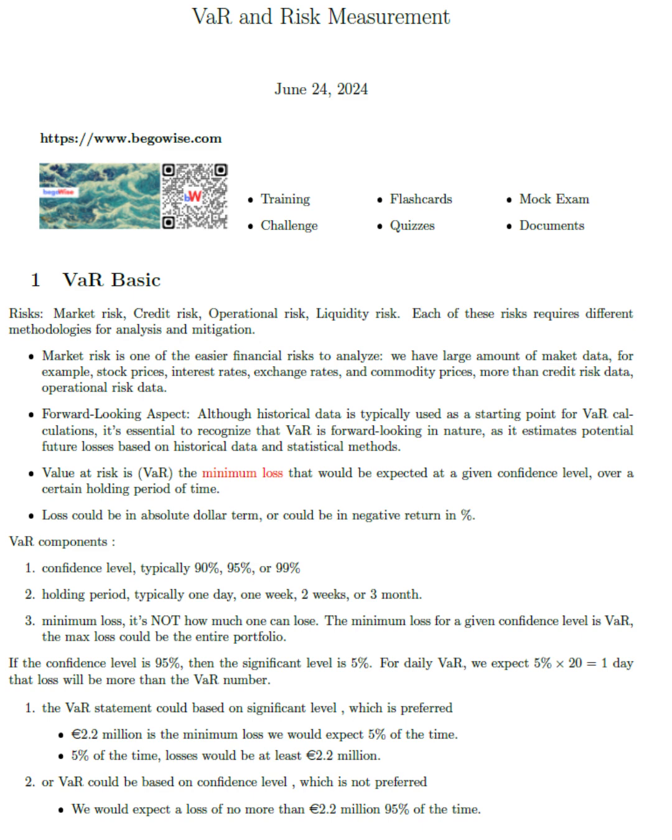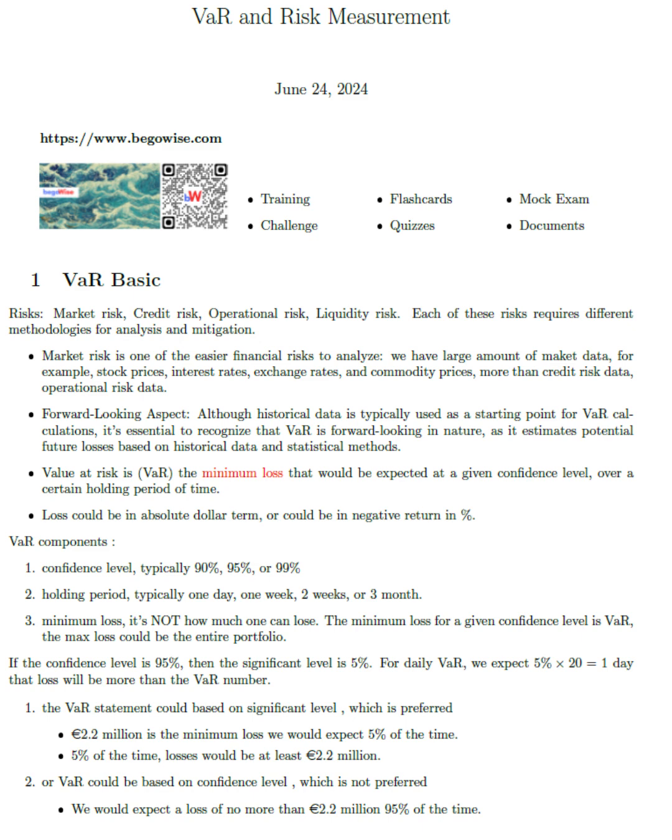3. Components of VAR. There are 3 main parts to VAR. Confidence level. How confident we are in our estimate, e.g., 95%. Holding period. How long we are looking at, e.g., 1 day. Minimum loss. The smallest amount we expect to lose at that confidence level over the holding period. 4. How to interpret VAR.